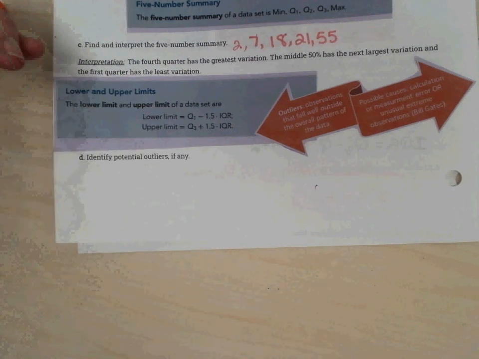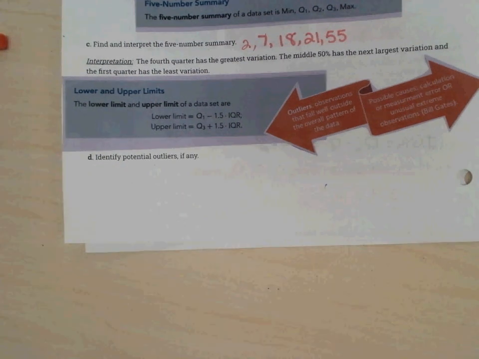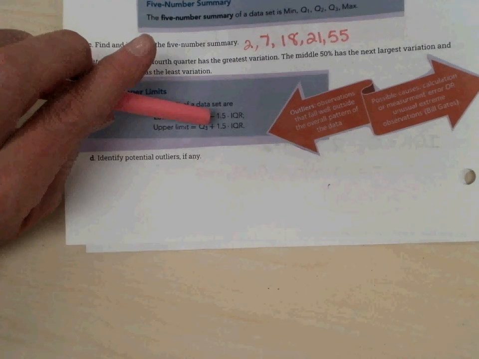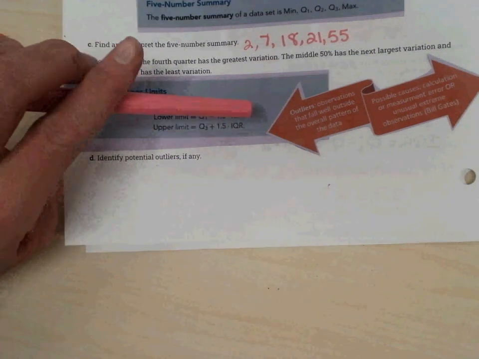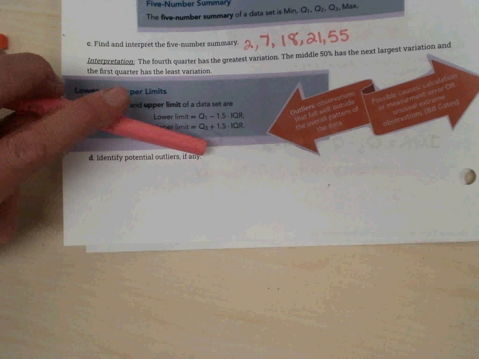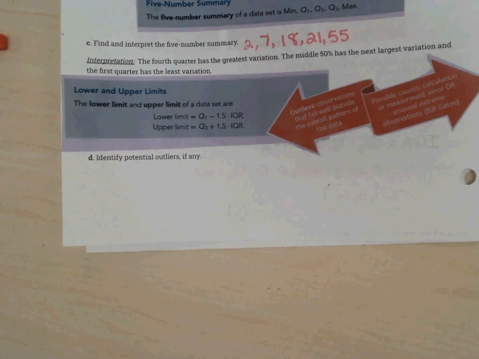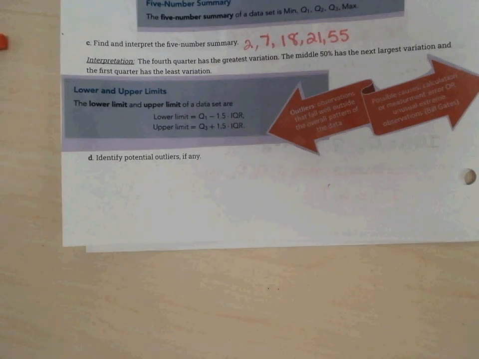So my definition box here talks about identifying lower and upper limits. The lower limit would be just taking the Q1 and subtracting 1.5 times the IQR. The upper limit is going to be taking Q3 and adding 1.5 times the IQR. Those set the bounds on where we would expect the data to lie. If it's outside of the lower and upper limit, we have a special name for that.